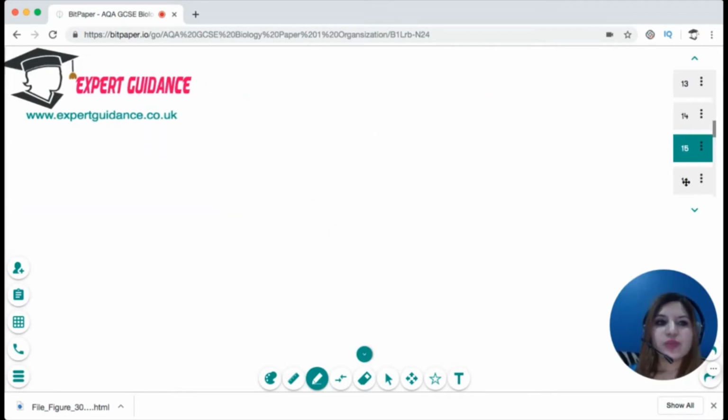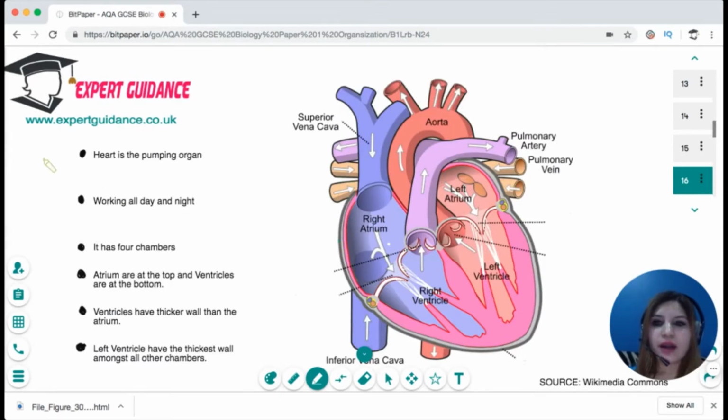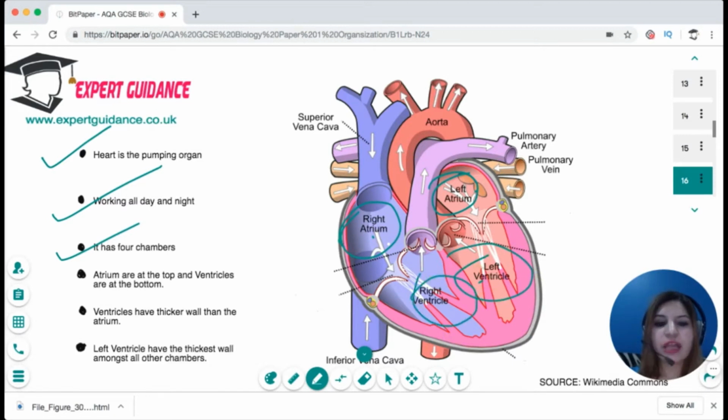Next, we have this heart. The heart is a pumping organ that works all day and night. It has 4 chambers. Atria are at the top. So this is the left atrium, this is the right atrium. The ventricles are at the bottom. So this is the left ventricle and the right ventricle. Ventricles are doing the biggest job as they pump the blood to a greater distance. So you can notice that the atrium has a thin wall and the ventricle has the thickest wall.